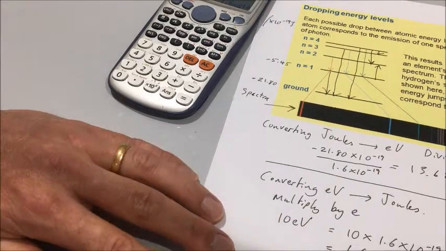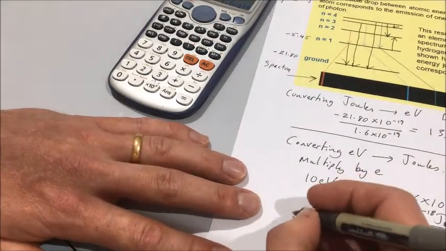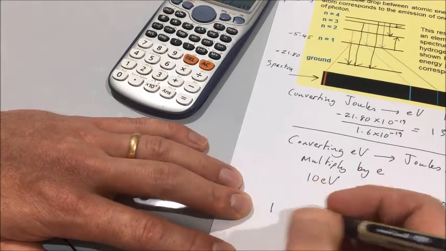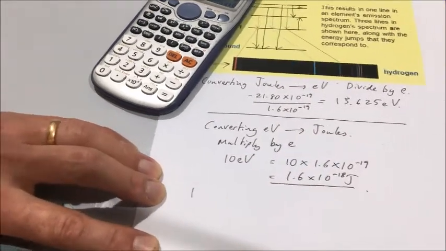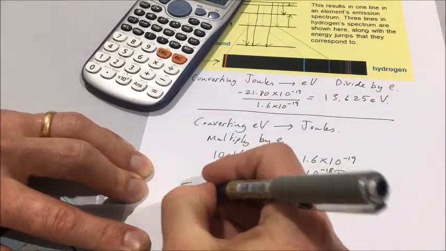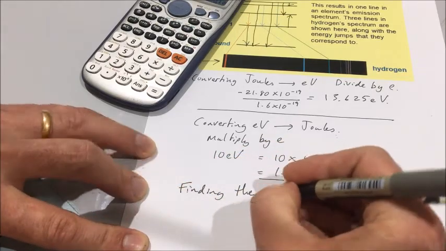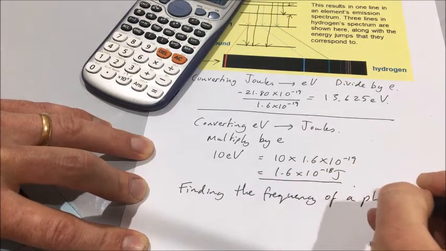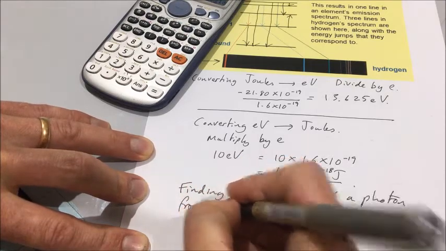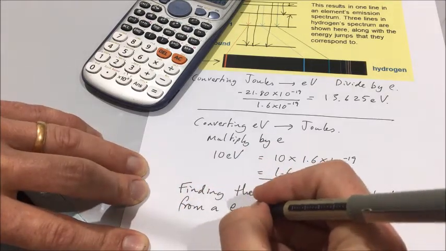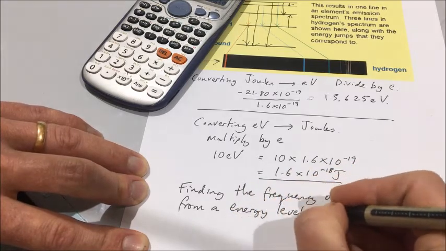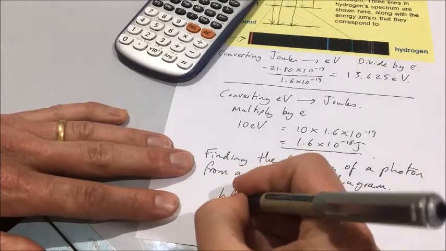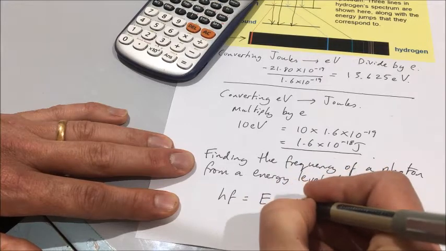So the equation, as I said before, is this. We are finding the frequency of a photon from an energy level diagram. Let's make sure you can see it all. Okay, so we're going to use this: hf equals E1 minus E2.